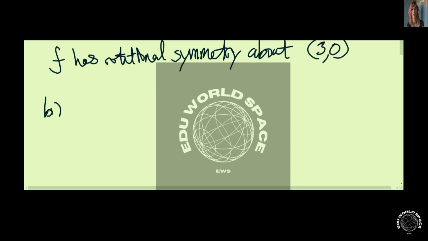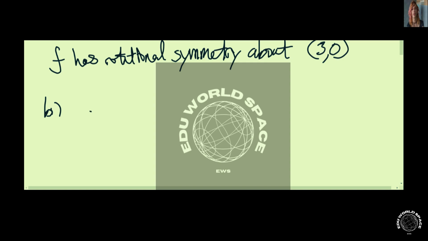Then in part B, we're asked to estimate g of x for x from 1 to 5. So to do this, you want to count the squares between the graph of f and the x-axis. And so these are going to be pretty rough estimates. The squares above the x-axis we count as positive, the squares below the x-axis we count as negative.